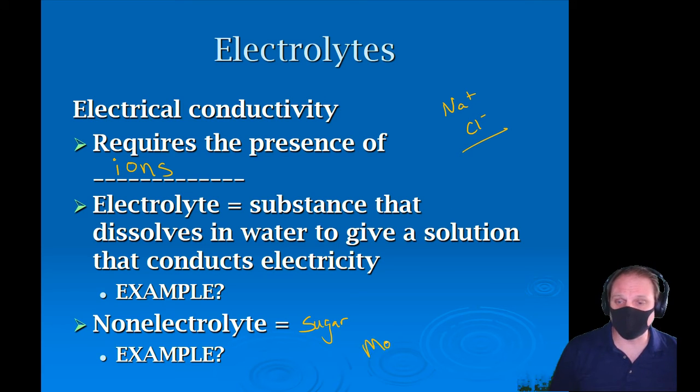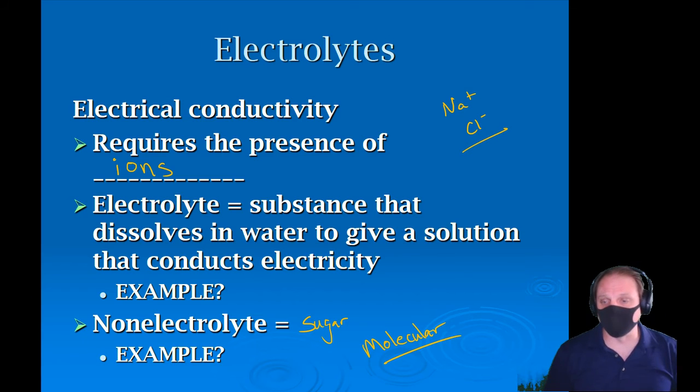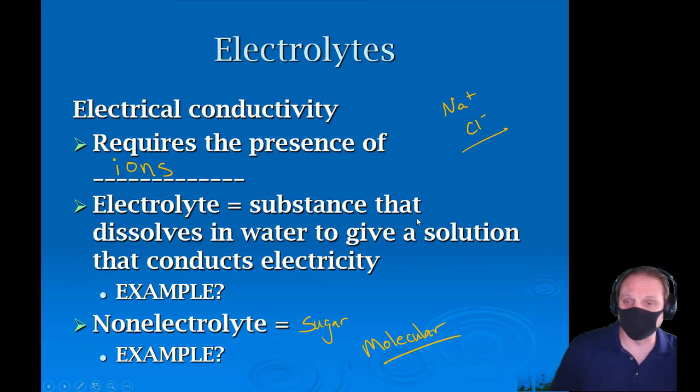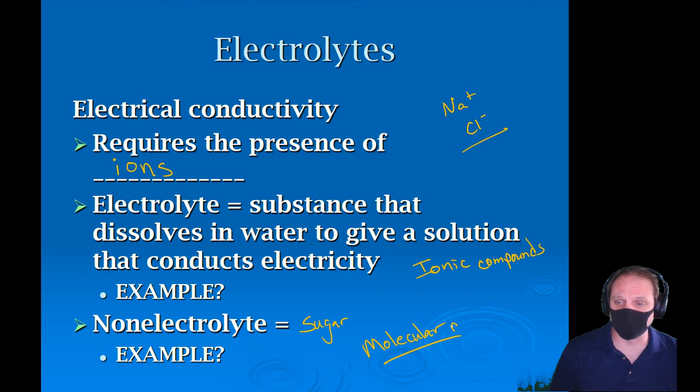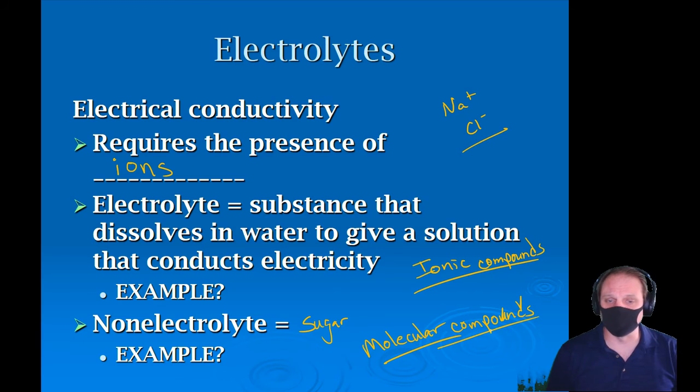Now, the big key to remember here is that things that are made up of molecules are typically going to be the non-electrolytes. And the things that are made up of ionic compounds, those are going to be the electrolytes. So molecular compounds are going to be non-electrolytes, and the ionic compounds are going to be electrolytes.